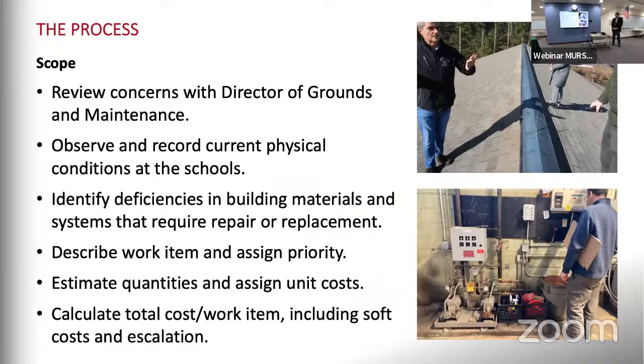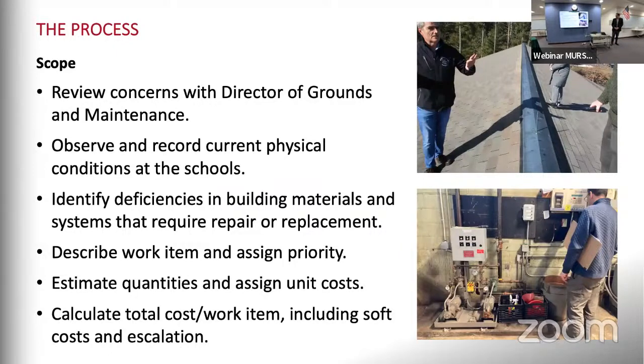Then we create what we call a work item. It's something that needs to be fixed, repaired, addressed, replaced, and so forth. We assign that a priority, and I'll speak a little bit more in detail about what those priorities are. We estimate how much of the work needs to get done. Is it a square foot? Is it a square yard? Is it a linear foot? We need to be able to quantify these things in some way. And then we assign unit costs, and I'll show you what those look like in a minute.